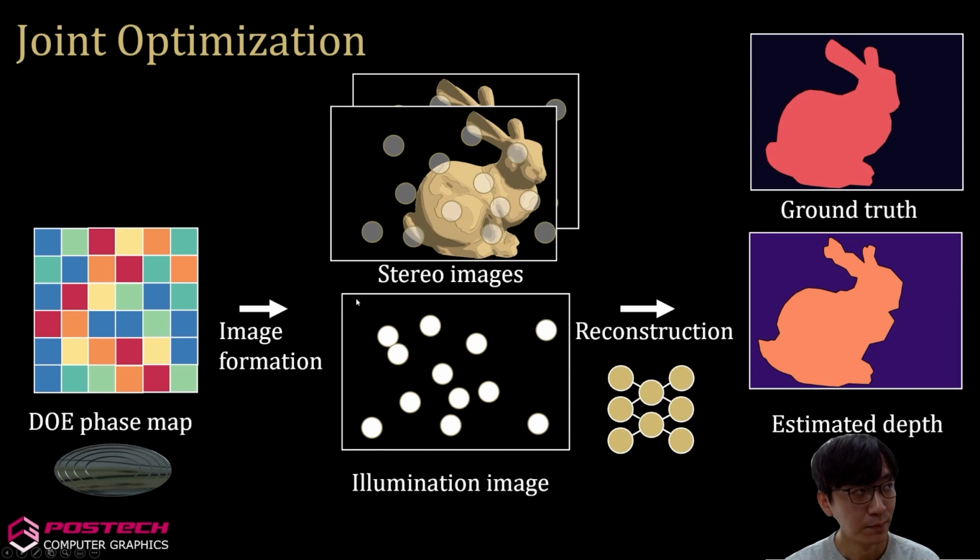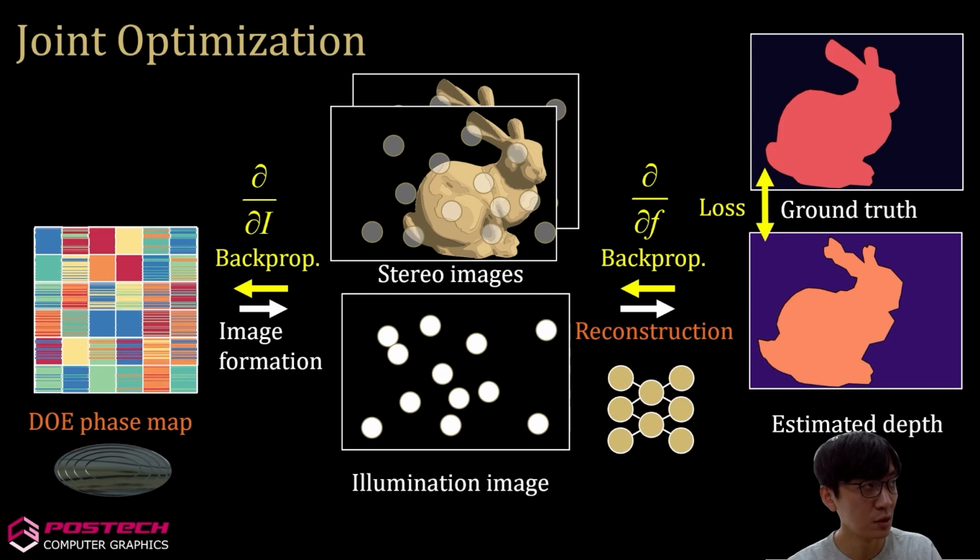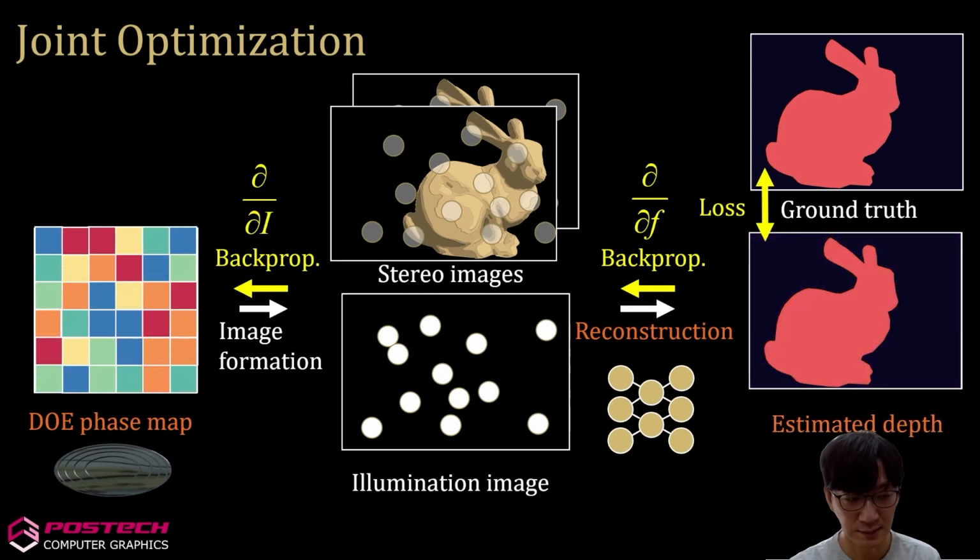So, as both the image simulation, in the form of differentiable image formation, and our reconstruction, which is a neural network, are differentiable now, we can backpropagate the loss to the neural network and then to the DOE phase map, right? So now we can estimate the best optimization parameters for the DOE phase map and reconstruction to make our estimated depths as close as possible to the ground truth depth information.